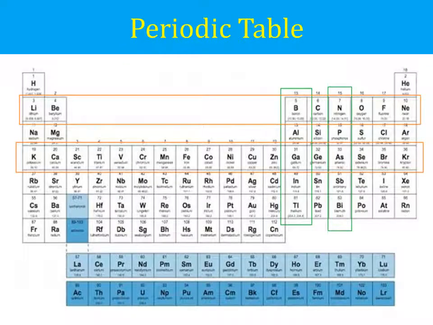We have the periodic table over here. The horizontal rows, the boxes you can see in orange colors, are called the periods, and the vertical columns are called the groups. Now, moving on to our analysis section.